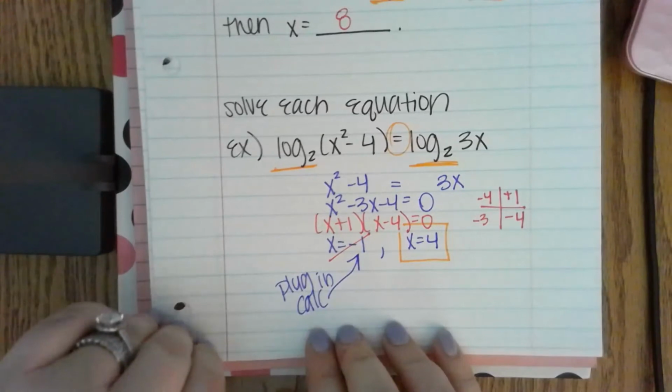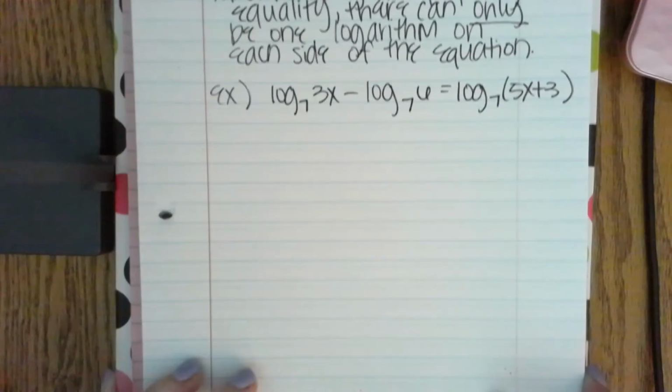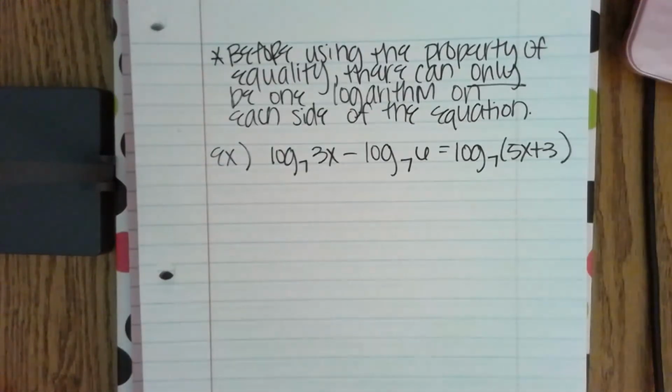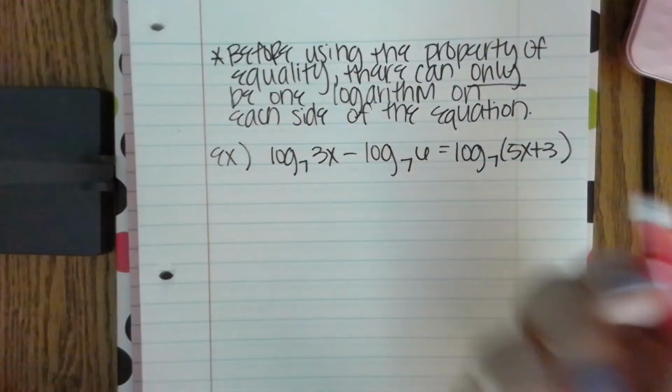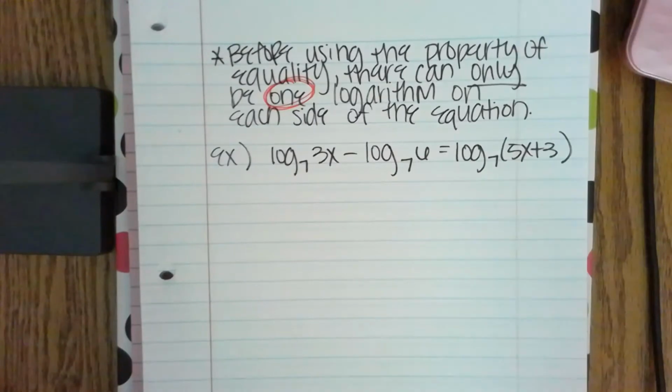Alright, let's try another one. Before using the property of equality, and again that's where we get rid of the logs and their base and set the arguments equal to each other, there can only be one logarithm, one on each side of the equation. So that means I need to apply my properties before I can drop my logs and set the arguments equal to each other.